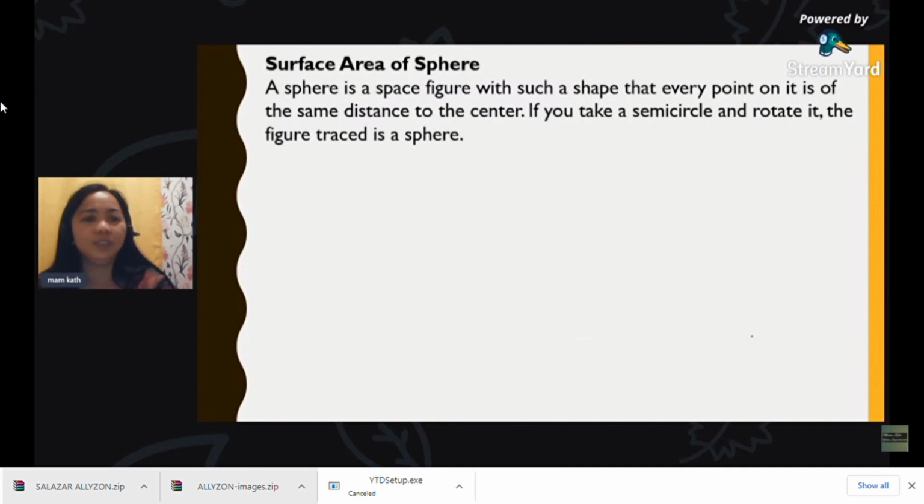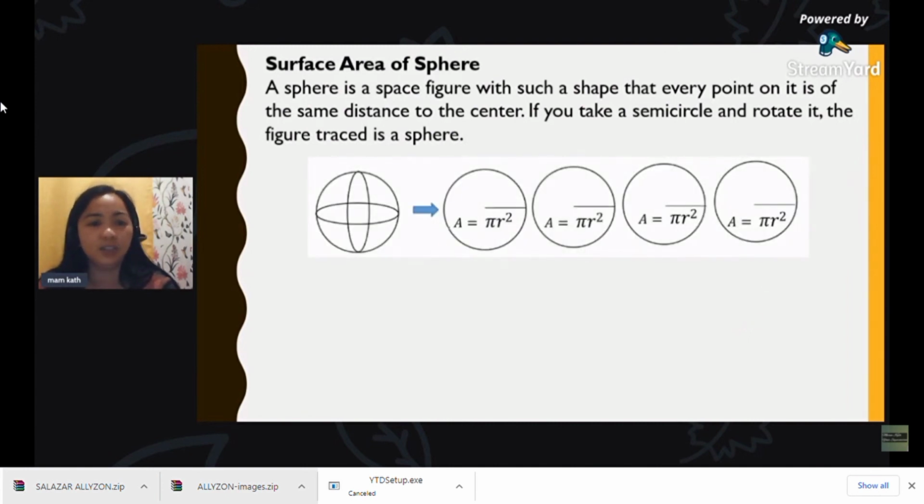Now, let's have the surface area of the sphere. A sphere is a space figure with such a shape that every point on its side is the same distance to the center. If you take a semicircle and rotate it, the figure trace is a sphere. So now, ito yung itsura ng sphere. Ito yung sinasabi na kapag in-rotate mo to, itong mga to, yung semicircle, it will form a sphere.